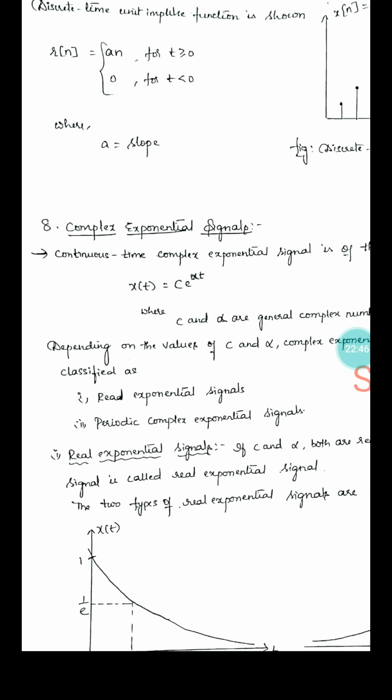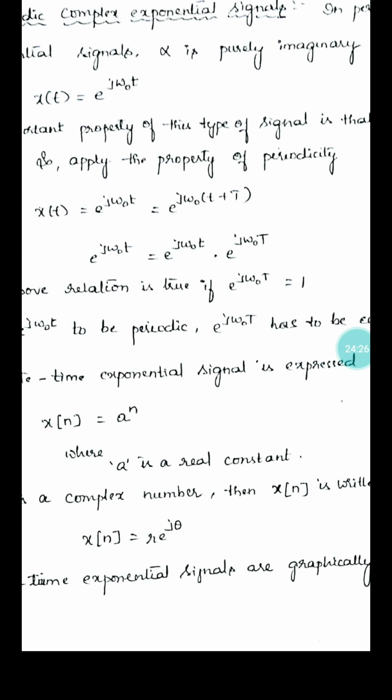What about periodic complex exponential signals? In periodic complex exponential signals, alpha is purely imaginary. In a real exponential, alpha is real. Very simple: if alpha is imaginary, then x of t becomes e to the power of j omega naught t. Here, this j is the imaginary part. Same representation: x of t equals e to the power of j omega naught t.